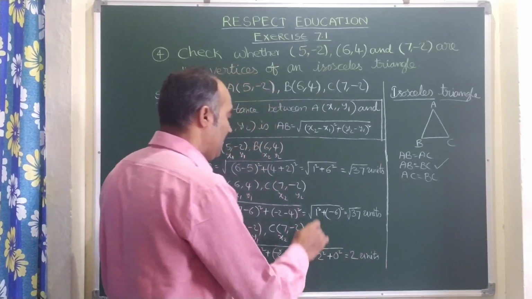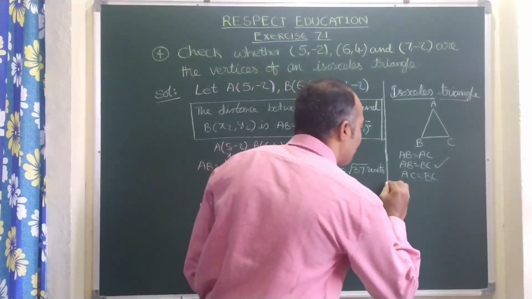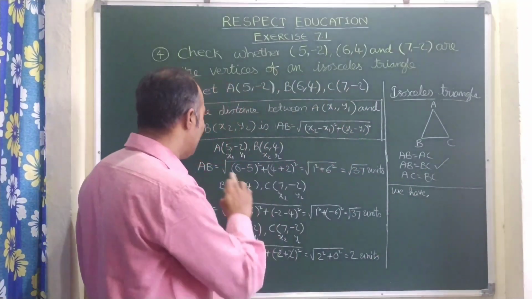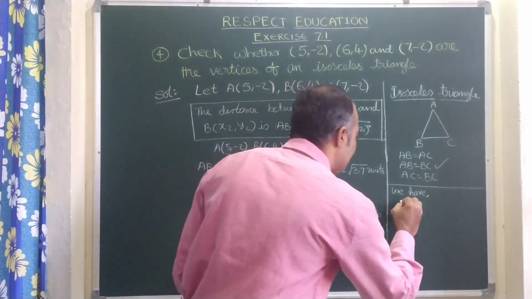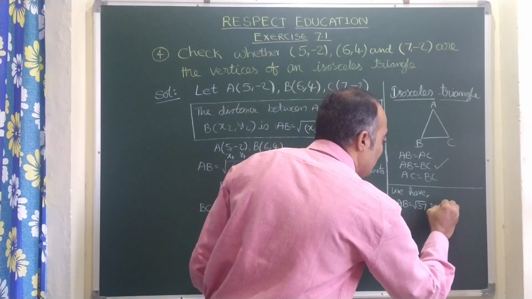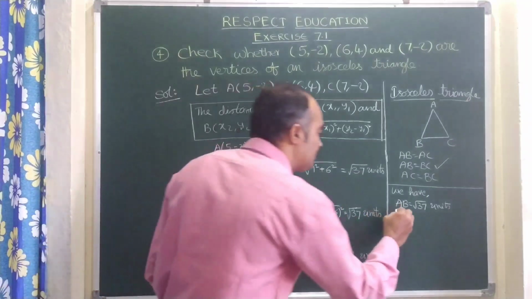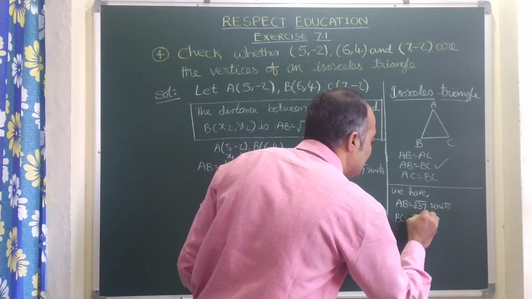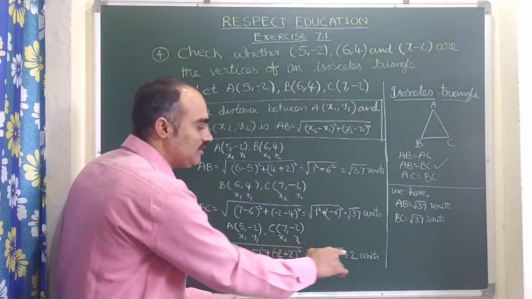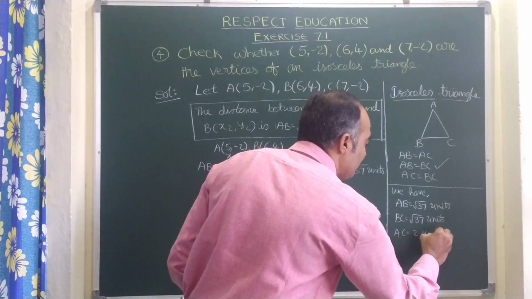So here now let us compare all the 3 values. Let us write all the values. AB is equal to root 37 units. BC is equal to root 37 units. AC is equal to 2 units.